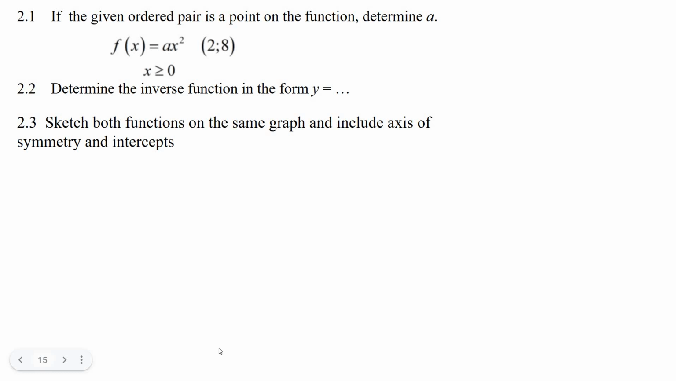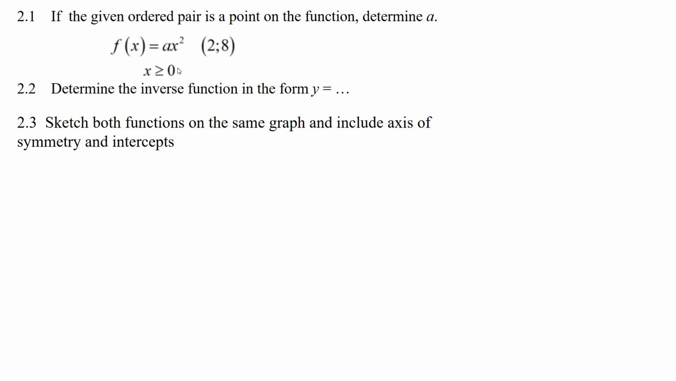Okay, let's try this parabola inverse question. It says if the given ordered pair, (2, 8), is a point on this function, f(x) = ax², determine a. Well, we know it's a parabola where x is greater than 0. This parabola has an axis of symmetry of the y-axis, x equals 0, and it's the positive branch on the right. That's what I'm looking at there anyways.